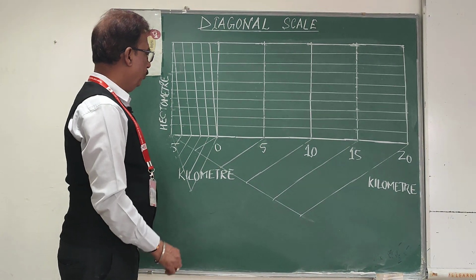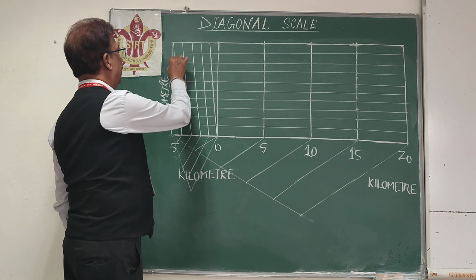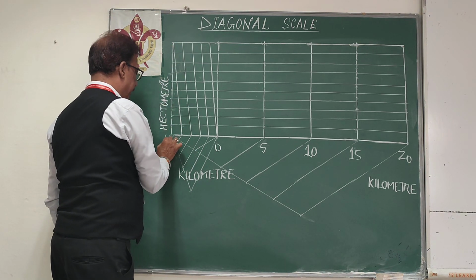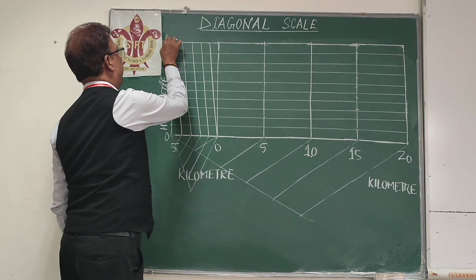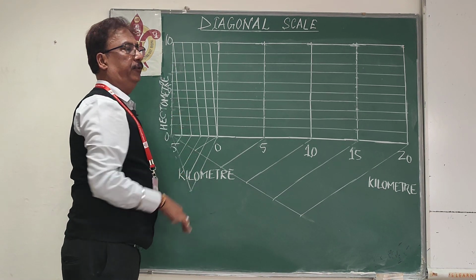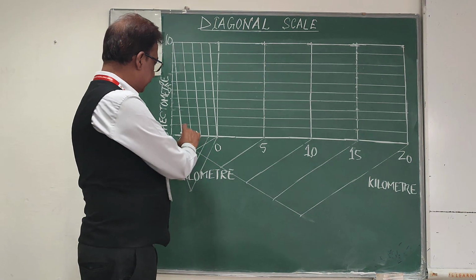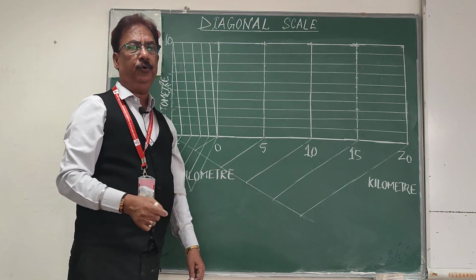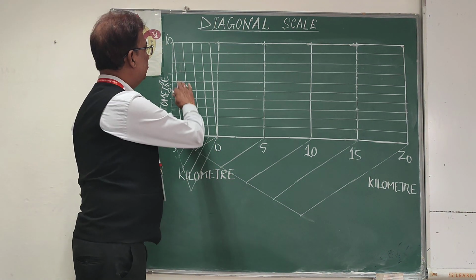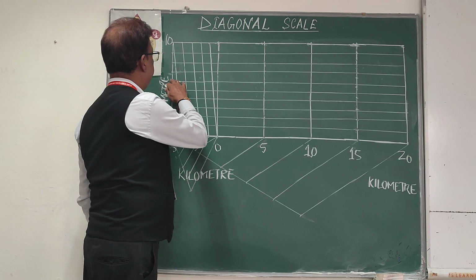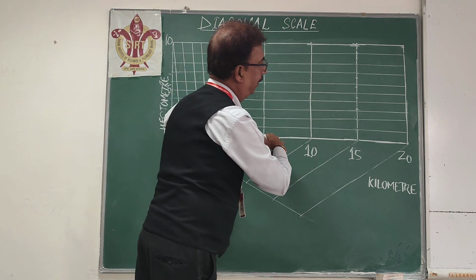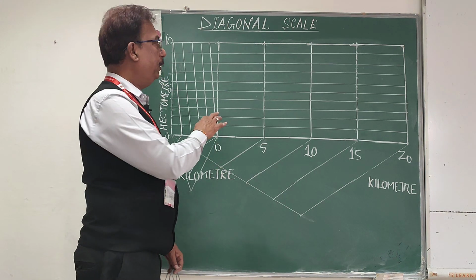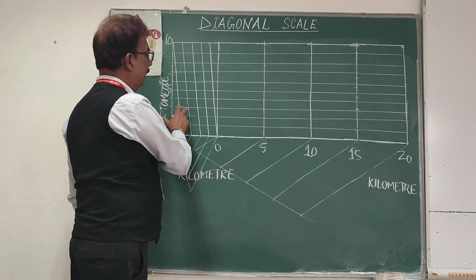Okay students, so as already discussed, I have marked these 10 parts. The first part will be 0, 1, 2, 3, 4 and this will be 5 and the upper side will be 10. The unit should be hectometer, but this distance is not the hectometer. Hectometer will be generated in between. So this is the diagonal part. After that, from all these vertical points I have drawn lines parallel to the baseline.